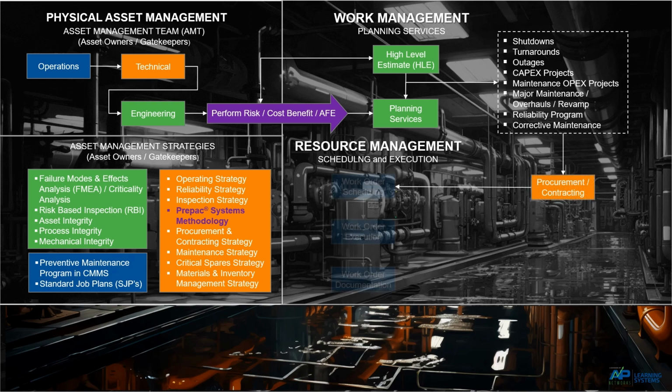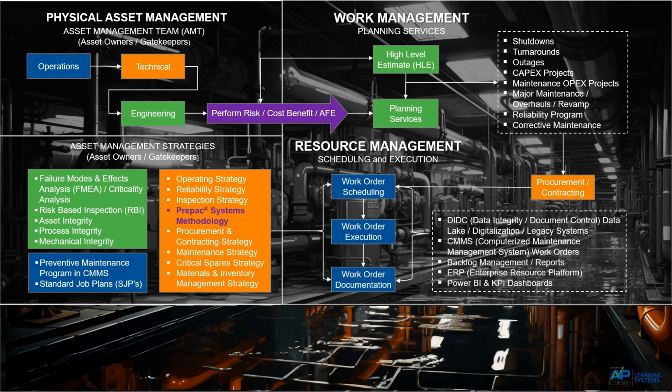A key component of RAMP is the technology and digitalization of its elements and processes, known by many names, such as Computerized Maintenance Management System, CMMS, or Data Lake, Enterprise Resource Planning program, ERP, and so on. This is where data and documents are stored and historical information is available for planning.